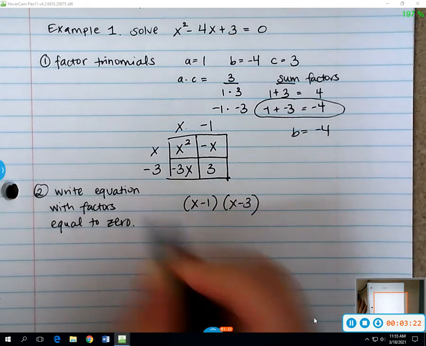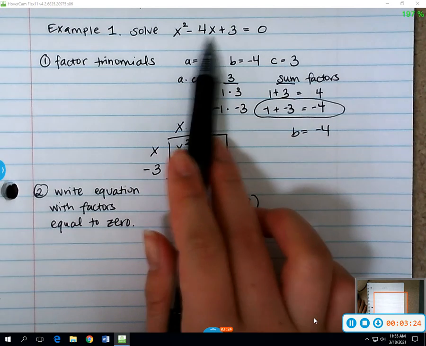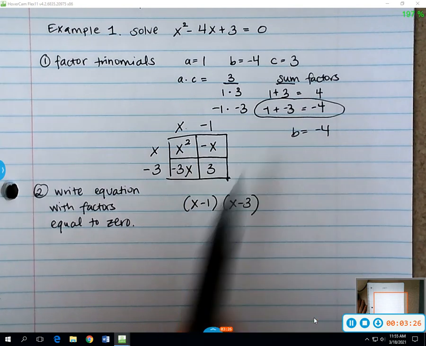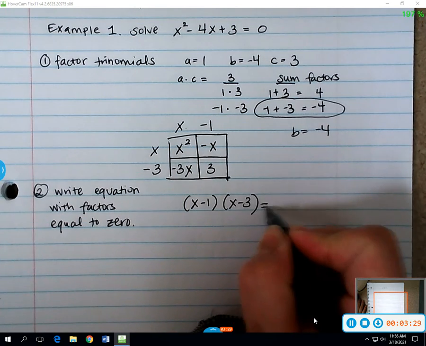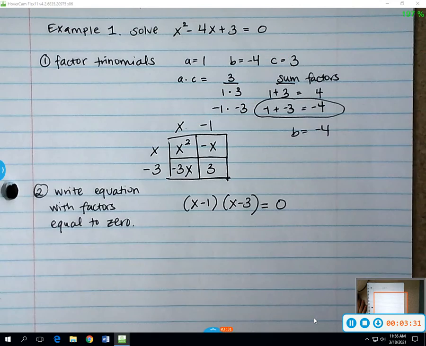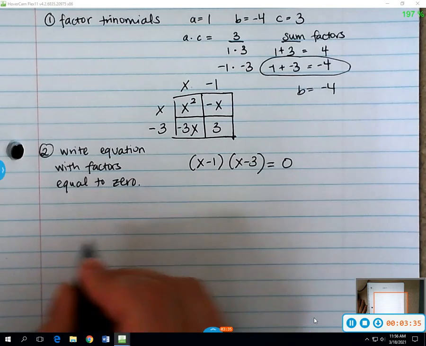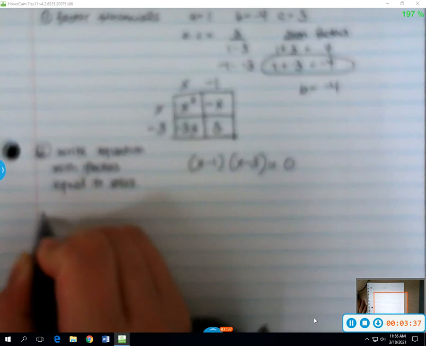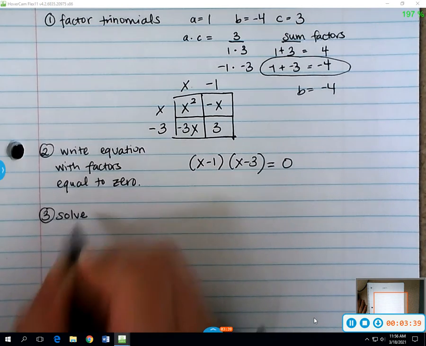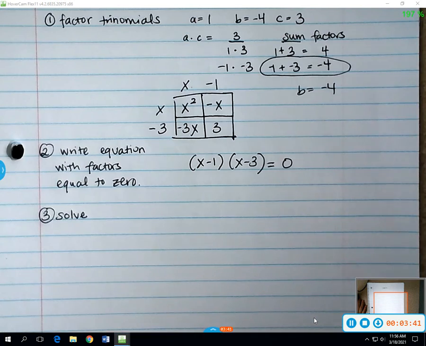So in the original problem, x squared minus 4x plus 3 was equal to 0. So we need to make sure our factors are equal to 0. This way we can solve it. So we write out our new equation with the factors, and then we just need to solve. I'm going to first show you how to solve, and then I'm going to explain why we can do this.